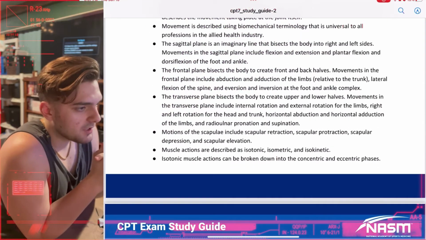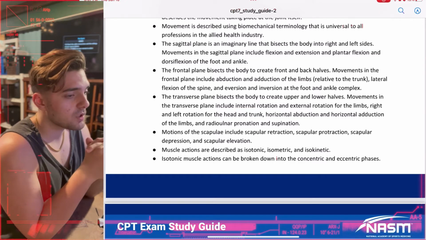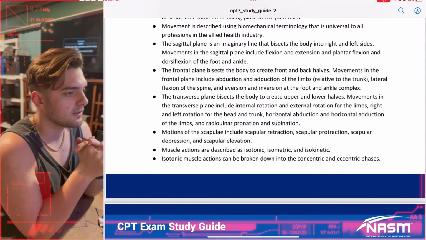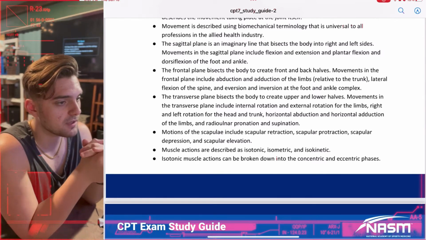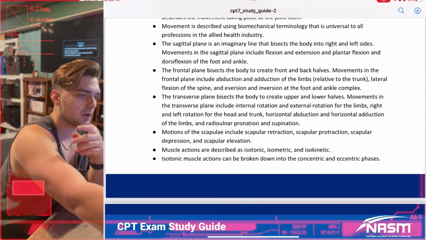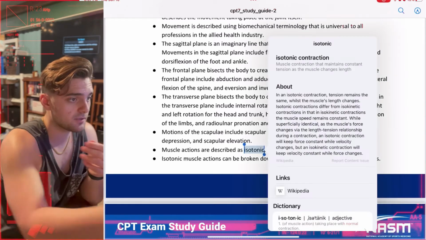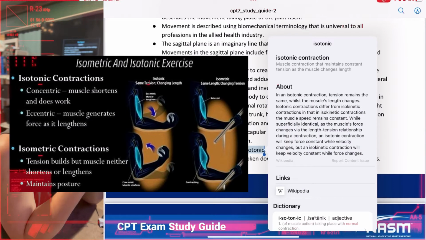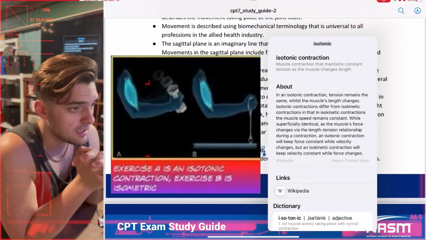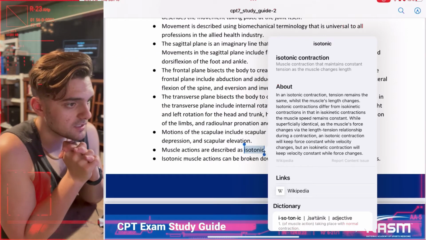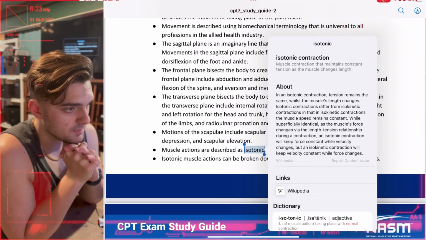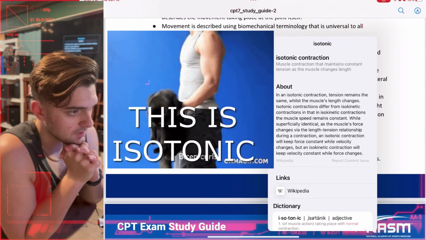Motions of the scapulae include scapular retraction, scapular protraction, scapular depression, and scapular elevation. Muscle actions are described as isotonic, isometric, and isokinetic. All right, so isotonic, I don't know what that means. Isotonic is a contraction in which tension remains the same while the muscle length changes. Isotonic contractions differ from isokinetic contractions in that in isokinetic contractions the speed remains constant, while muscle force changes via length-tension during the contraction.